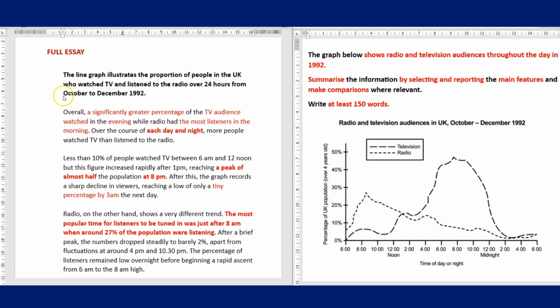As you can see, one paragraph, second paragraph, third and fourth, with one line left in between. So this is how you write the full essay, and that's how you write a line graph essay. We move on to another type of graph. Thank you, and you can go over and watch it again.